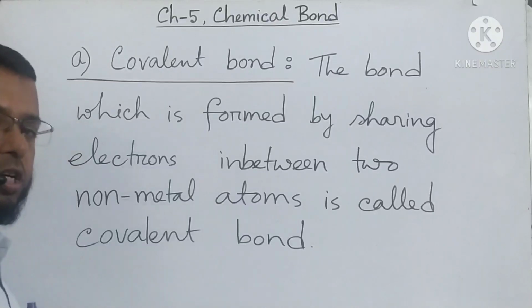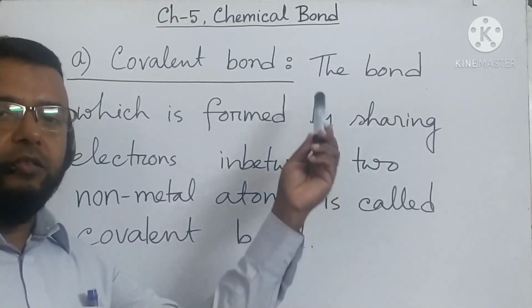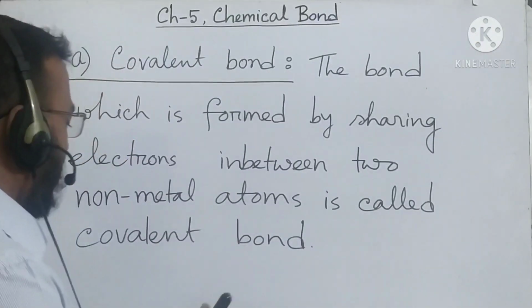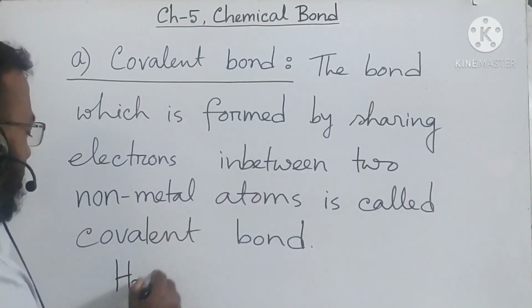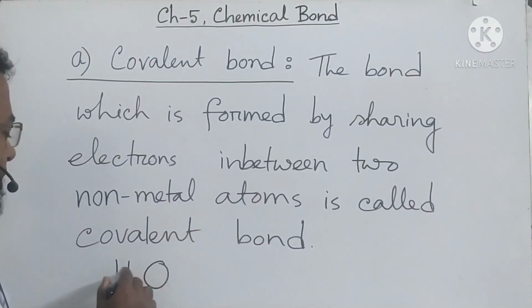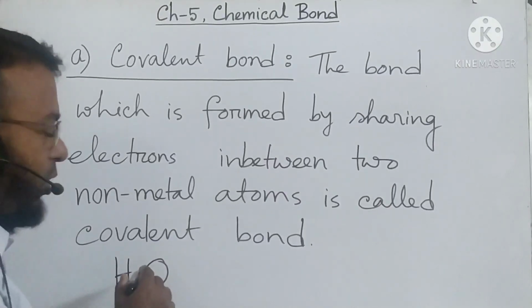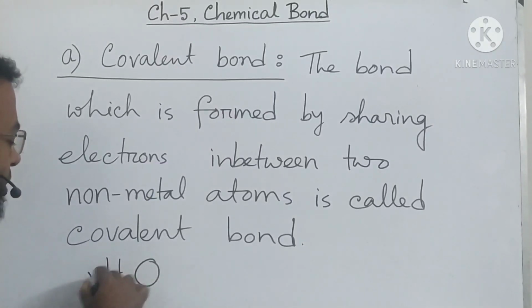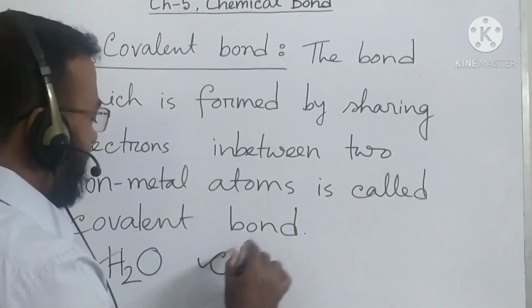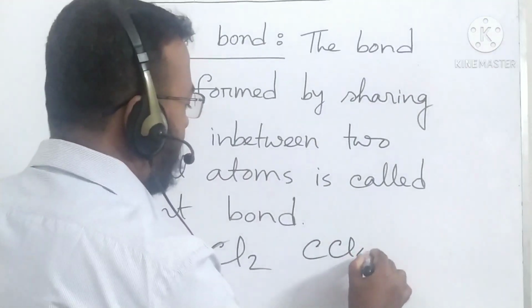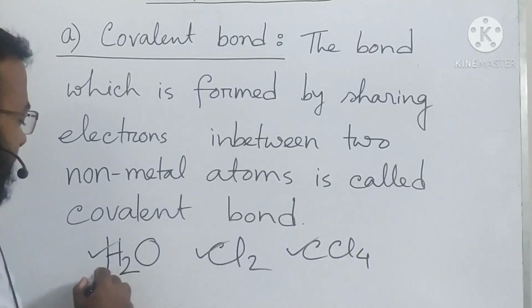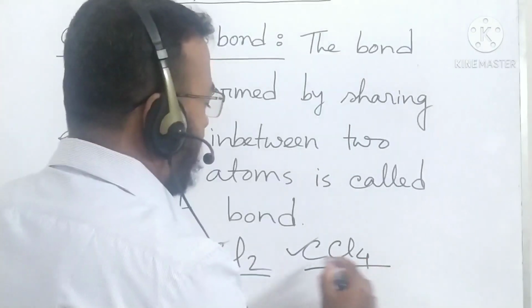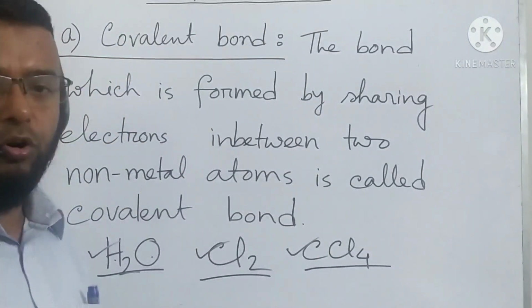Okay, the first question was what is covalent bond? I have written the answer: the bond which is formed by sharing electrons in between two non-metal atoms. For example, in a water molecule, hydrogen and oxygen are two non-metal atoms. So the bond formed is a covalent bond, and it is a covalent compound. So water is a covalent compound. Then chlorine is a covalent compound. Then CCl4, carbon tetrachloride, is a covalent compound. That means the bond between hydrogen and oxygen is a covalent bond. Chlorine and chlorine, covalent bond. Carbon and chlorine, these are covalent bonds. Okay.